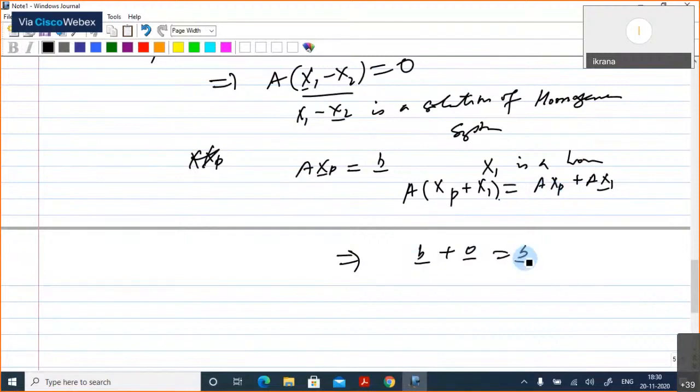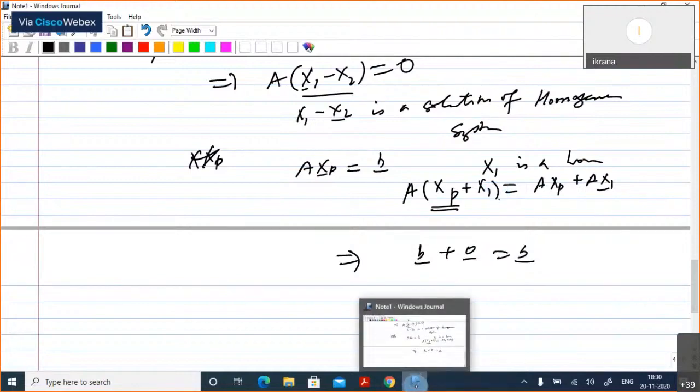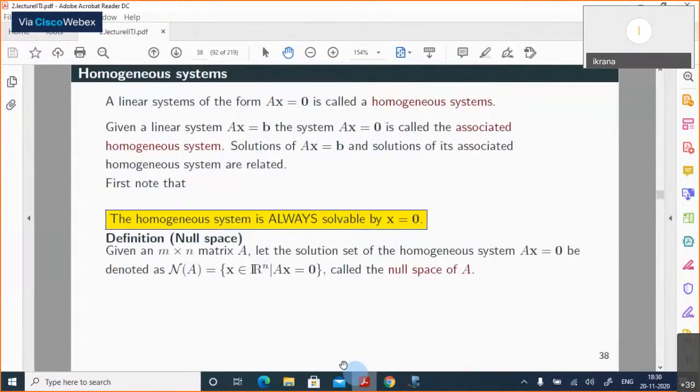So that means that if you have one particular solution of the non-homogeneous system and you have solutions of the homogeneous system, you add them, and you get all possible solutions of the non-homogeneous system. So that makes the homogeneous equation AX equal to 0 more important. So let us write down, for an M cross N matrix, the solution set of the homogeneous system. Let us write it as N of A.